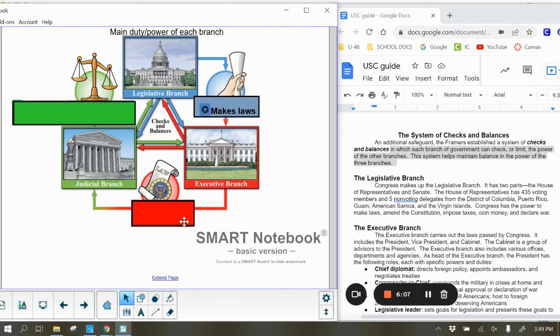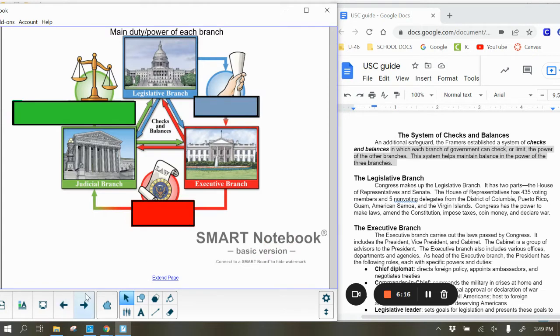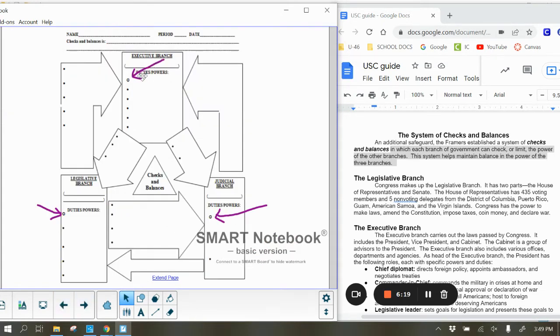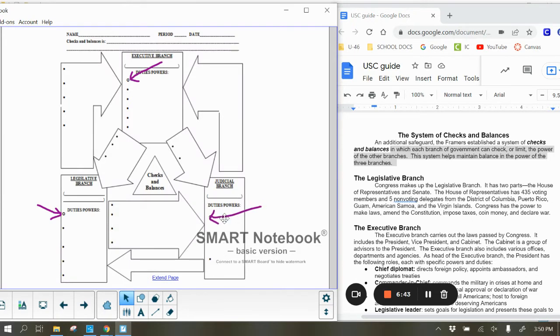The executive branch's main job is to carry out the laws. So your answer is going to go here at this star: carry out the laws. And then the judicial branch has two main powers, but one we're going to focus on more than the other. So the star answer should say interprets the laws to make sure they are constitutional. And then we're going to also write settle disputes. So this one should be interpret the laws to make sure they're constitutional. And then you'll see a dot down there as well that should say settles disputes.